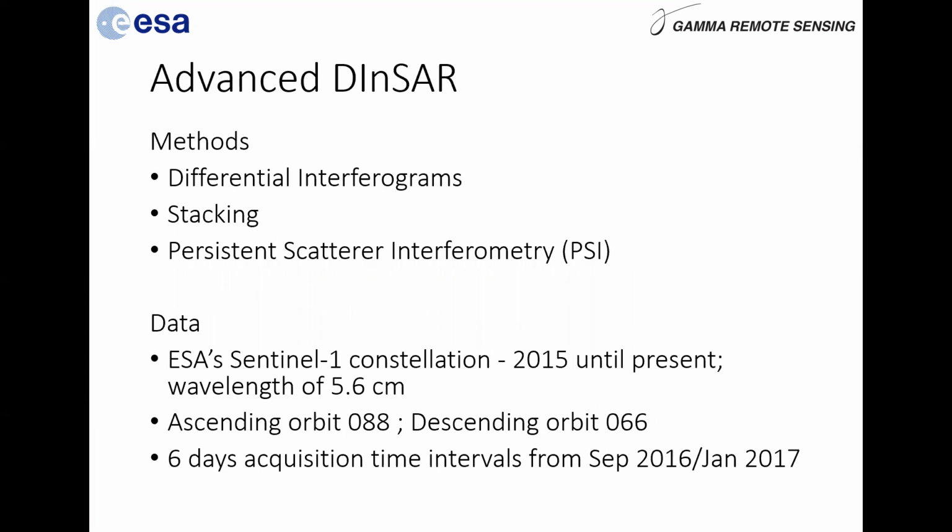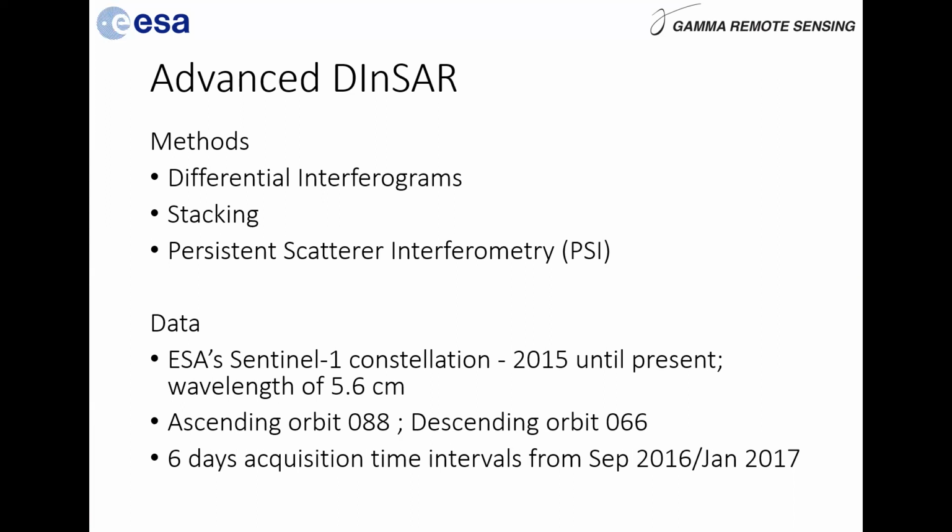Our part at Gamma is to study slope instabilities in this context. We do this using advanced differential interferometric synthetic aperture methods. This includes the generation of differential interferograms, stacking products, as well as time series based on persistent scatterer interferometry. I will describe what these are during the course of this presentation.